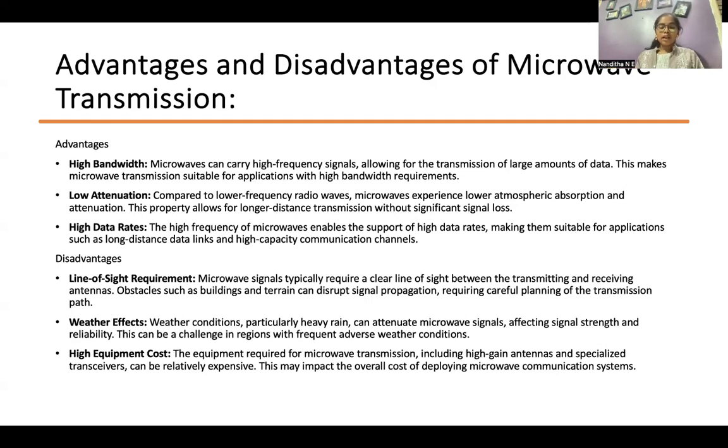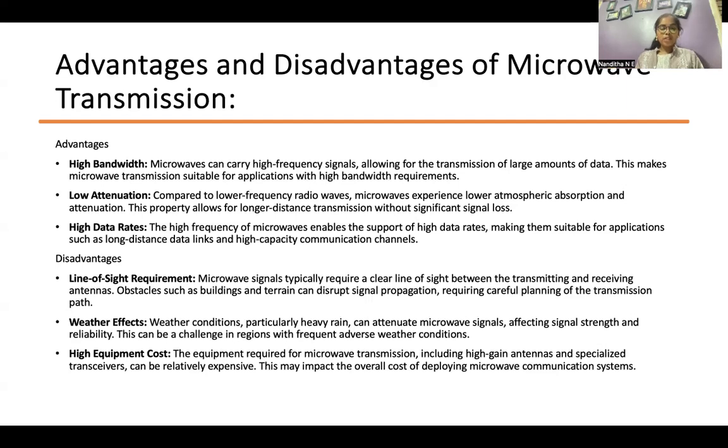Obstacles such as buildings and terrain can distort signal propagation, requiring careful planning of the transmission path. Weather effects. Weather conditions, particularly heavy rain, can attenuate microwave signals, affecting signal strength and reliability. This can be challenging in regions with frequent adverse weather conditions.